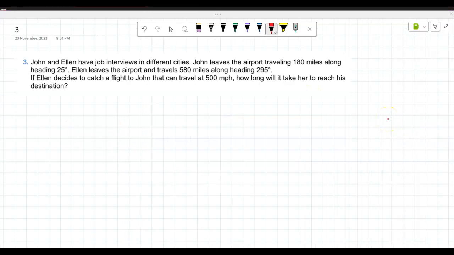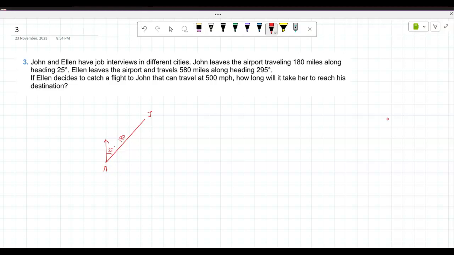See, John and Ellen have job interviews in different cities. John leaves the airport traveling 180 miles along heading 25 degrees. So this is the airport. Let's call airport as A. Now John is heading 25 degrees. So this angle with the north is 25 degrees. Correct? And this is where John is, and this is 180 miles.